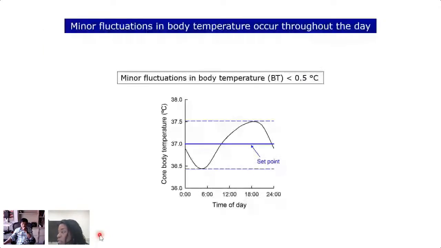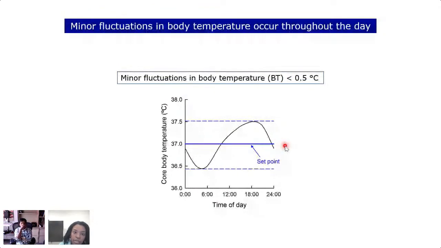The body temperature is maintained close to a set point by negative feedback loops. And the value of the set point, which in this example is 37 degrees, which is true for many of us, is intrinsically determined. But throughout the day, one naturally experiences minor fluctuations in body temperature from the set point. And these fluctuations are less than 0.5 degrees Celsius typically.